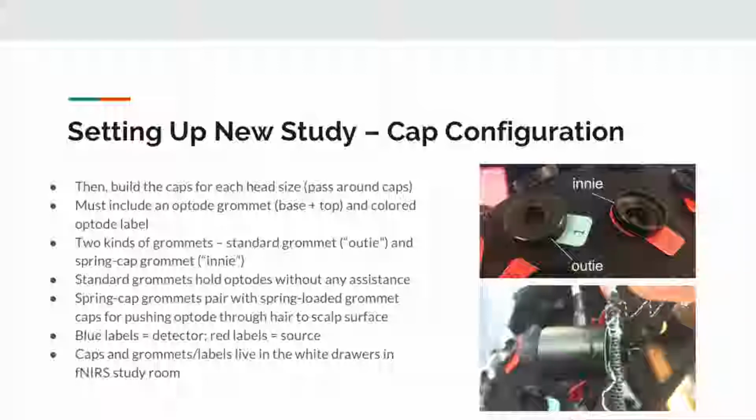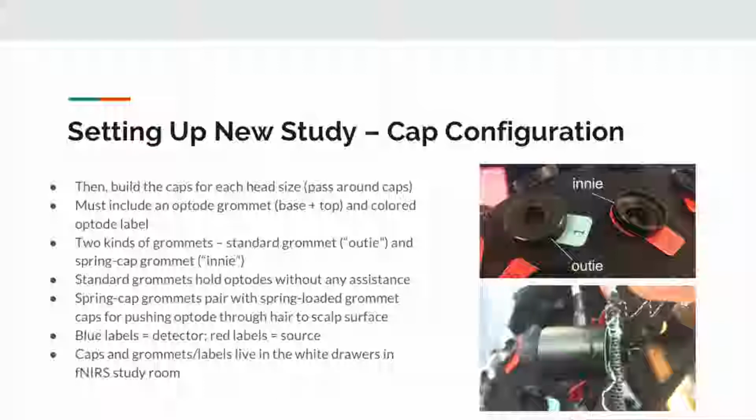And then we also have the bases that are used for our spring-loaded caps. We call those the innies. If you put an optode into that straight without any sort of cap, it can fall right out. It's built to work with what's in the lower picture, which is a spring-loaded cap. These little plastic caps have springs on the inside, and they kind of snap into the innie base.